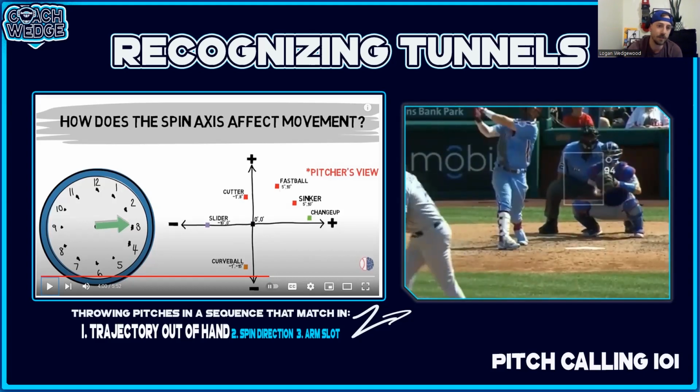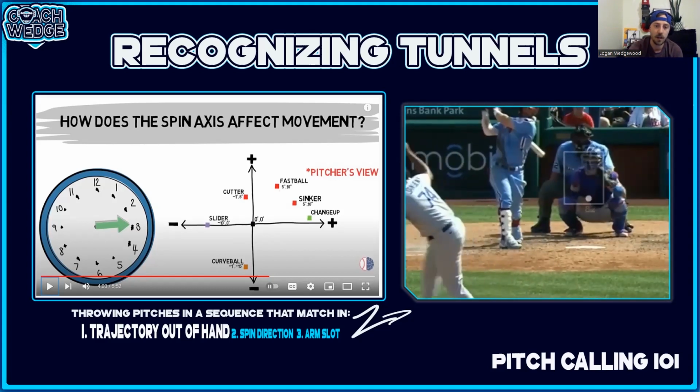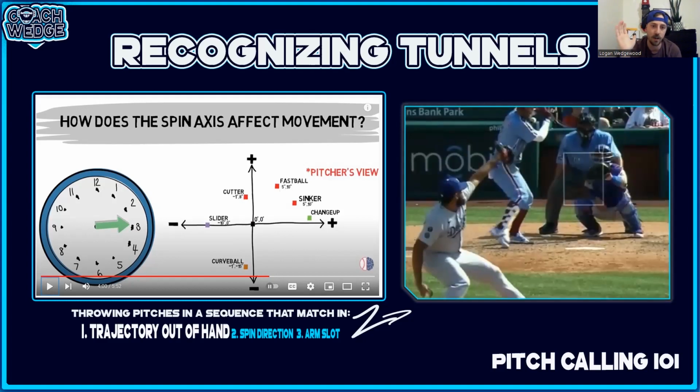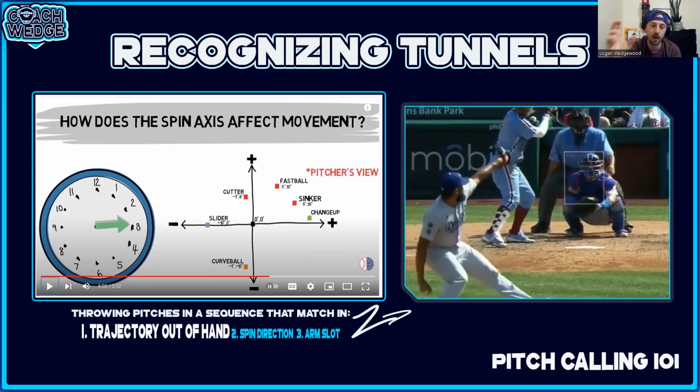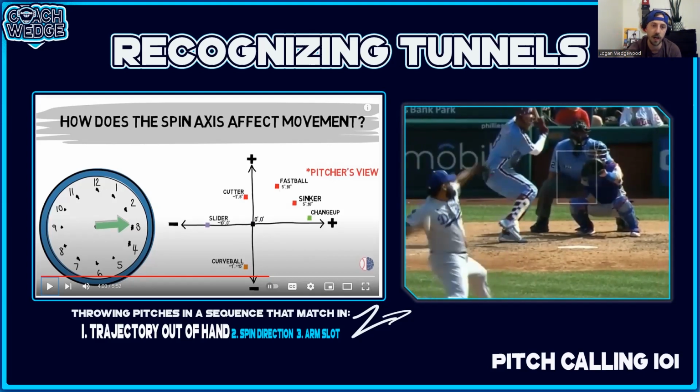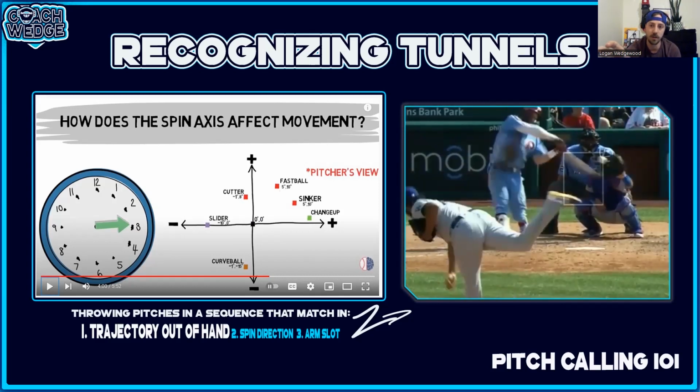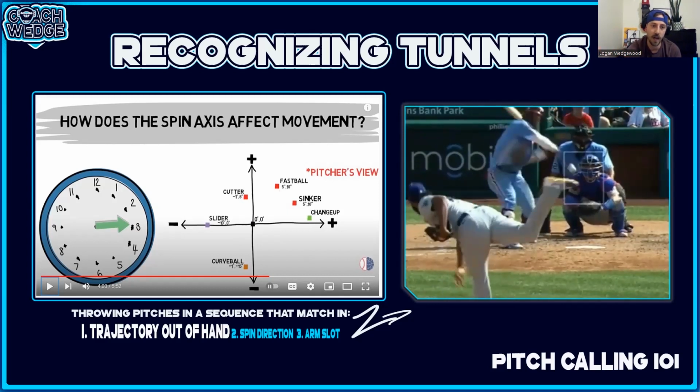What you can see on the left is a little diagram here. And how this works is essentially that if there was no gravity on Earth and the ball were to come out of the hand and go on a straight line to that middle point, that 0-0, then that's what that would look like. Now, obviously there is gravity in the world.